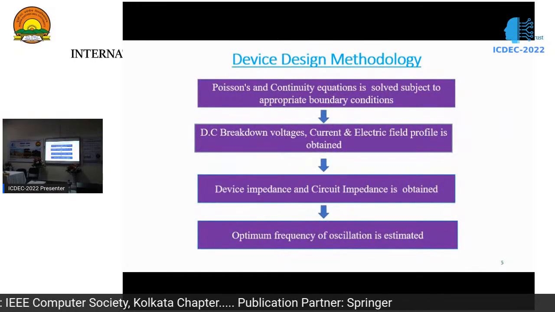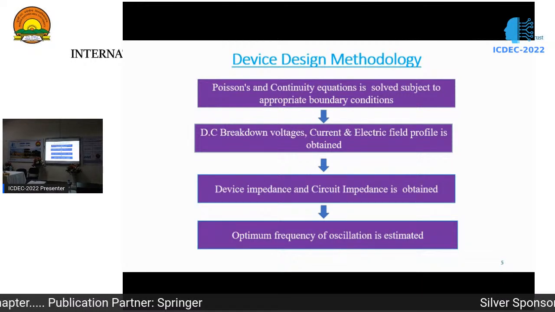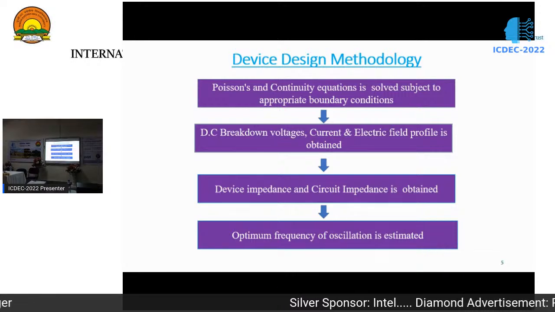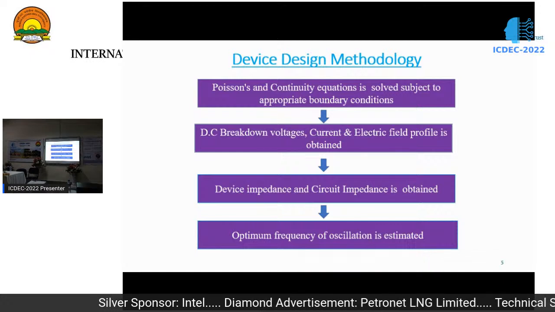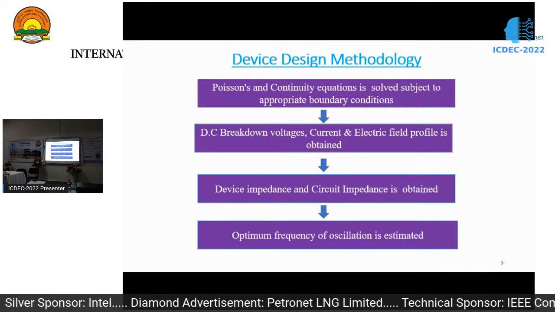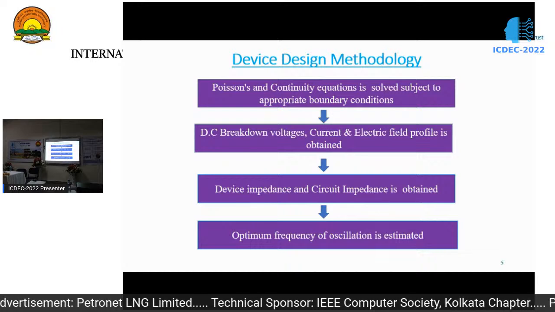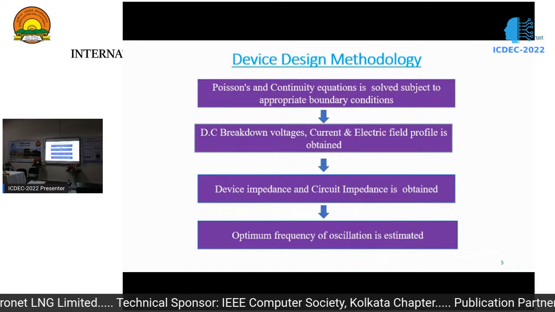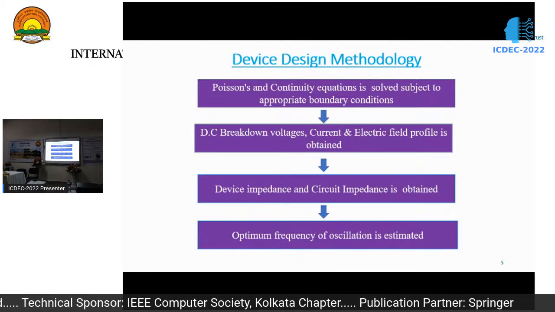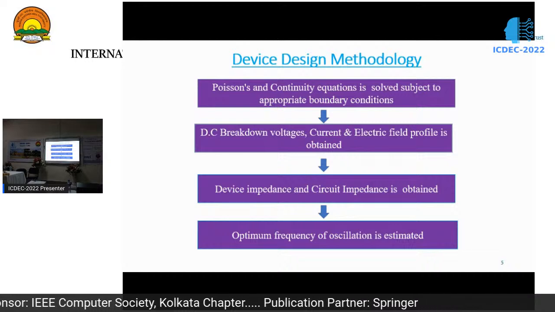So what is the device design methodology? First we are starting from the device physics, from Poisson's and continuity equations, solving them with appropriate boundary conditions. Then we obtain the DC breakdown voltage, the current and electric field profiles. Then we get the device impedance and circuit impedance, and then we optimize the frequency of operation.